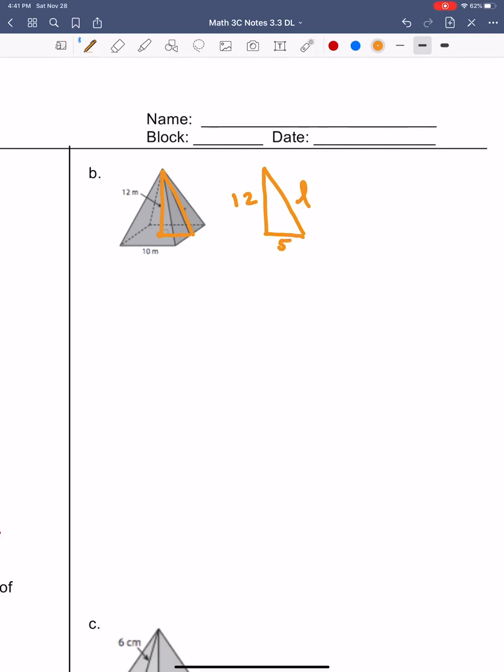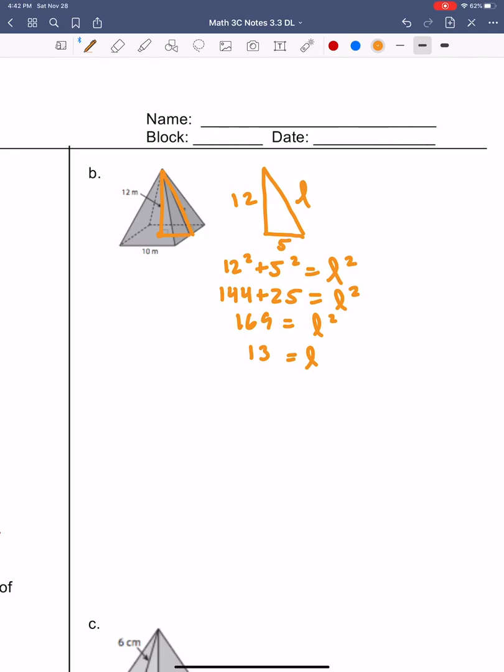And now we can go ahead and use the Pythagorean theorem to find the slant height, remembering that 12 squared plus 5 squared equals the hypotenuse squared. And so that's going to give me 144 plus 25 equals L squared. That's 169 equals L squared. So that means that my slant height is 13. Okay, so we got the slant height.